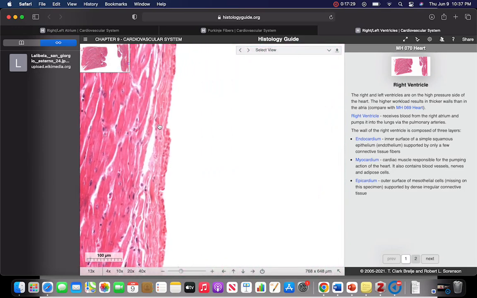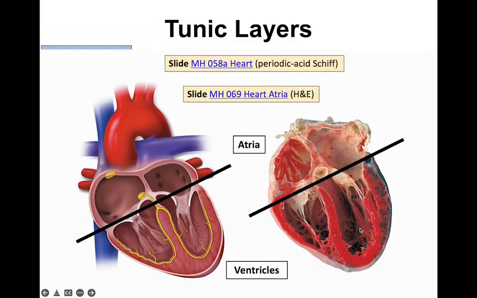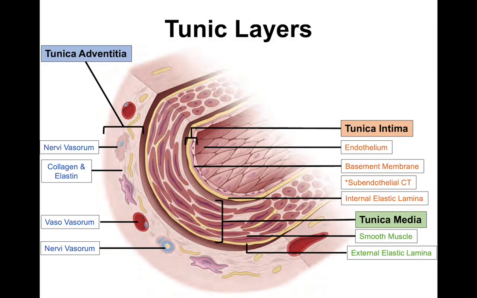And here, most externally, we will have the epicardium, which is composed of mesothelium and connective tissue. Now let us see blood vessels. Large and medium-sized blood vessels, their wall is composed of 3 layers. Most internally, we have tunica intima.